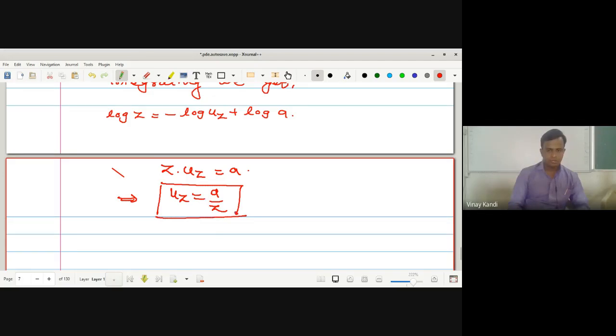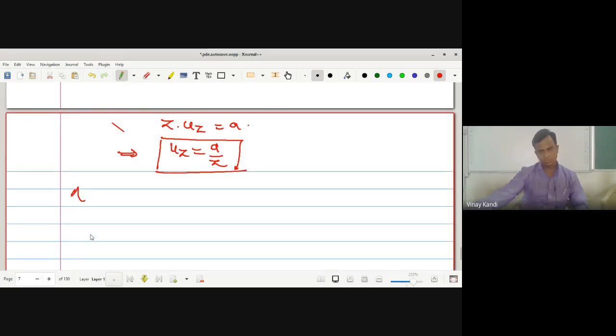Okay, so this is now considered also. What partial differential equation will you get? z into uz minus a is equal to 0.